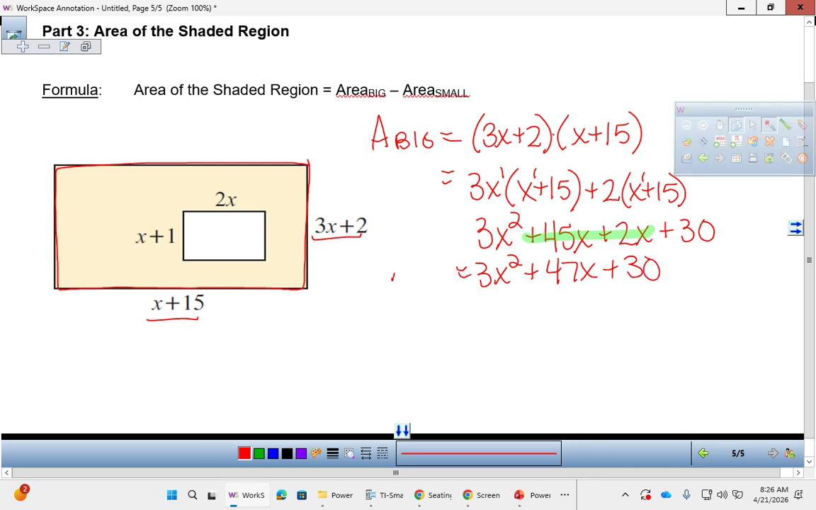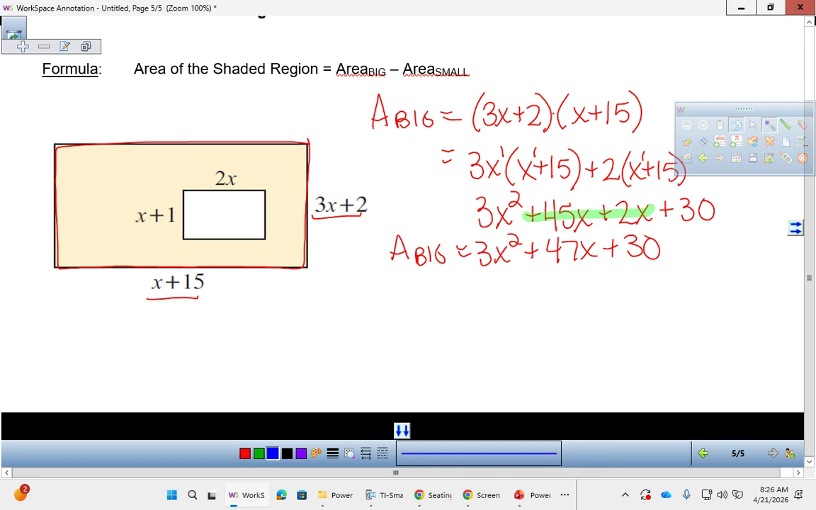So the area of the big is 3x squared plus 47x plus 30. All right? So I'm finding the area of the big. Now over here, I'm going to do the area of the small. Here's the small one.